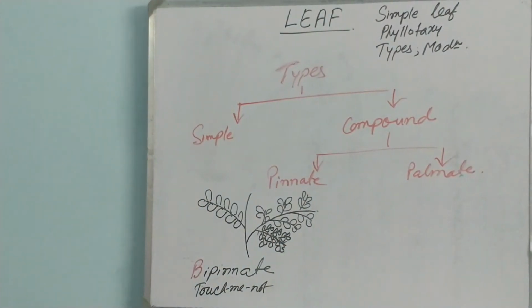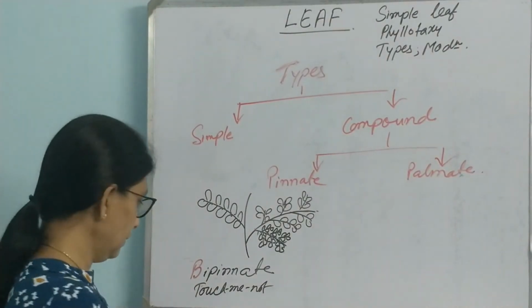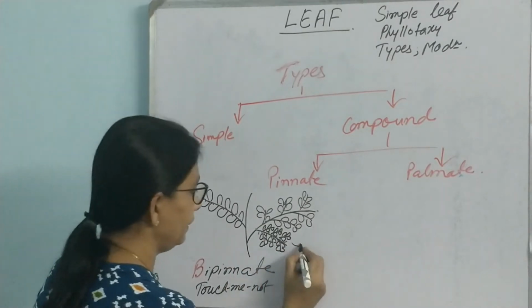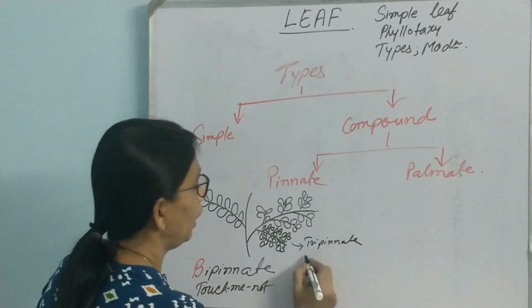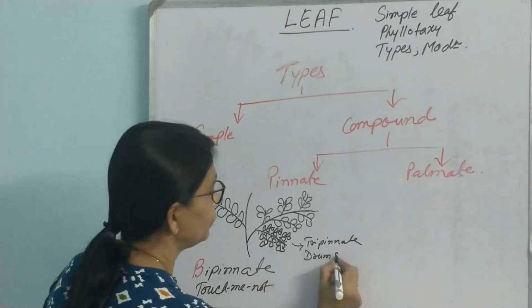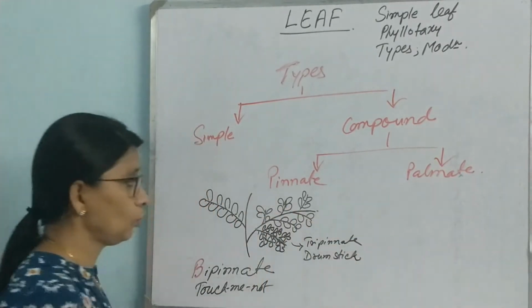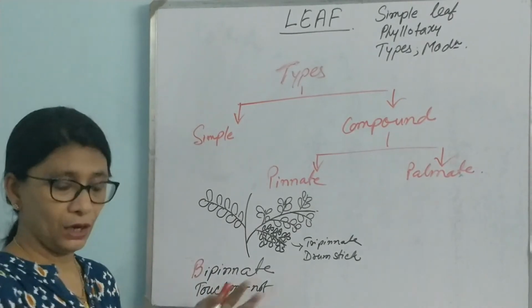And tripinnate are found in moringa, that is horseradish, drumstick, datha, drumstick. Tripinnate, this is tripinnate, found in drumstick. So this is about pinnate. So you have an idea of what pinnate division is.